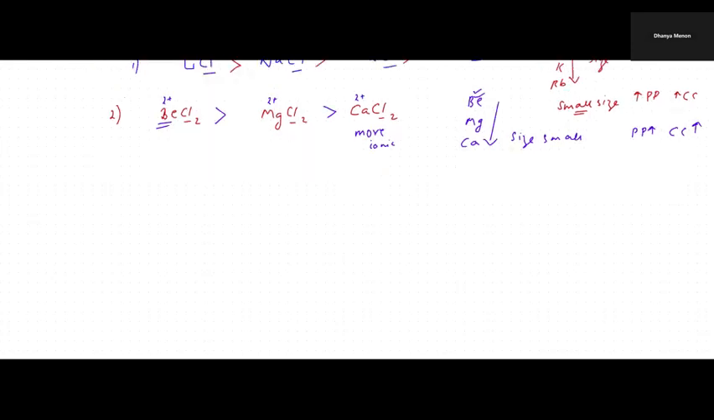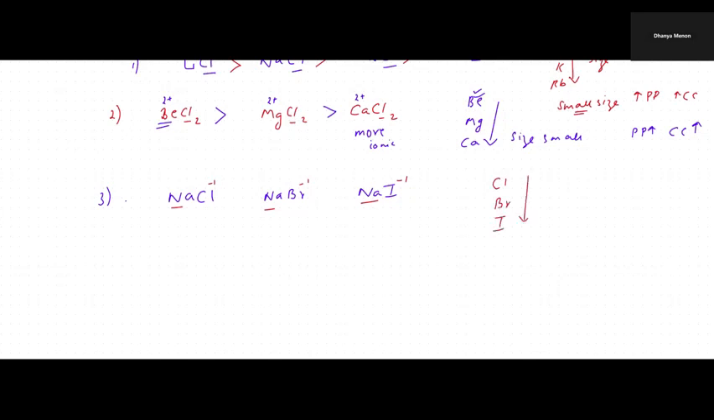We have the third example, sodium chloride, sodium bromide, sodium iodide. Now the anions have changed, right? The cation is the same. Sodium is the same. Now we go with the anion. Let's look at the charge first. -1, -1, -1. So charge is the same. So we look at the size. So chlorine, bromine, iodine. As you're coming down, the size is more.